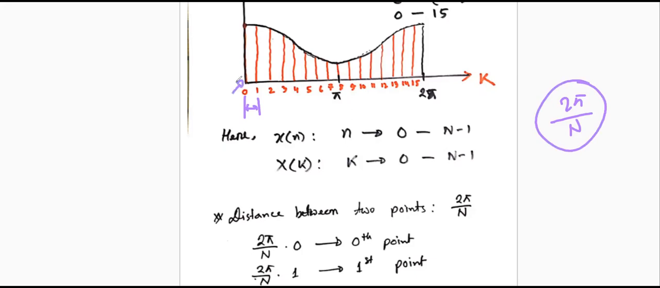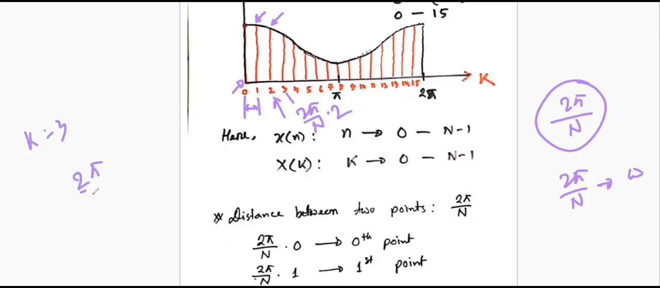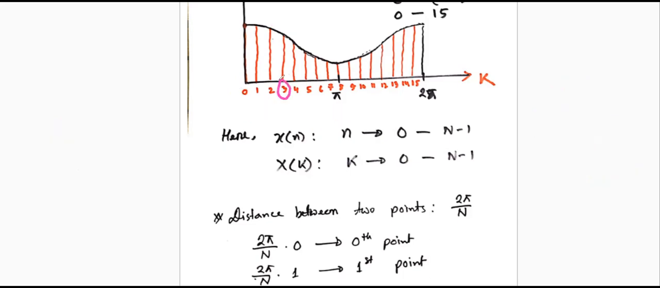At this level, that is 0. At the next level, what is the frequency? That is twice pi divided by N on the scale of omega. At the second point, what is the value? This is twice pi divided by N multiplied by 2. At the third point, when k is equal to 3, what is the frequency value? This is twice pi by N, that is the unit of jump, multiplied by 3. That is the frequency at the moment when k is equal to 3.